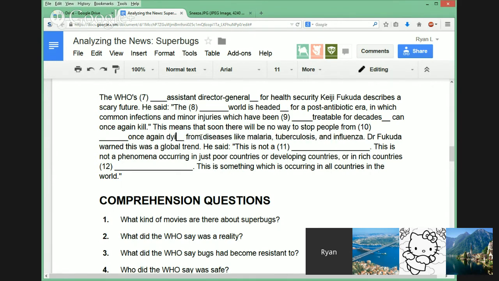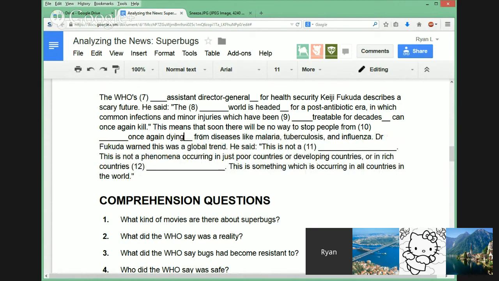Dying from diseases. That's it. Once again, in other words, they used to die from the disease, then they stopped dying from it. But now, once again, people will die from the disease.